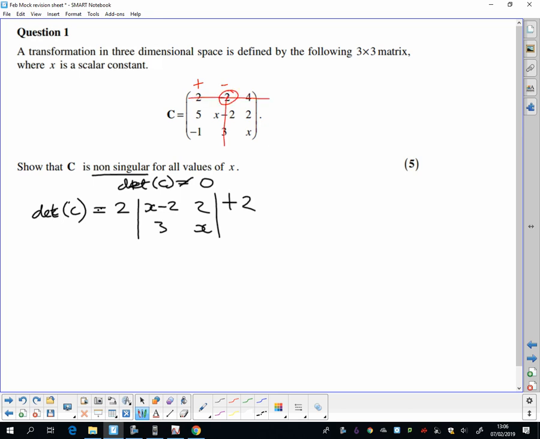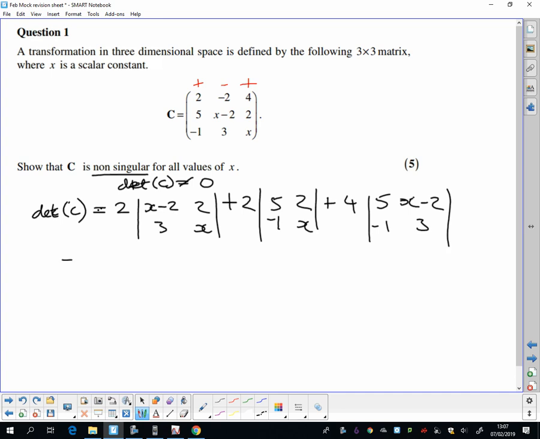So cross out the row and column, determinant of what's left. Okay, then the pattern goes positive for the last number. So plus 4, cross out the 4 row and column, determinant of what's left. Okay, so that's going to be 2.